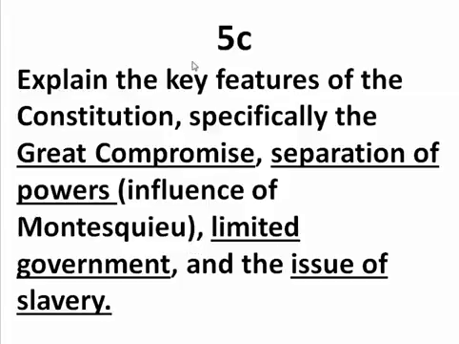Okay, let's look at Standard 5, Substandard C. Explain the key features of the Constitution. That's what we need to do. But it says here specifically the Great Compromise. That's one thing we need to look at. Separation of powers, the influence of Montesquieu. We've talked about that already. We're going to talk about it again. Limited government, and the issue of slavery.